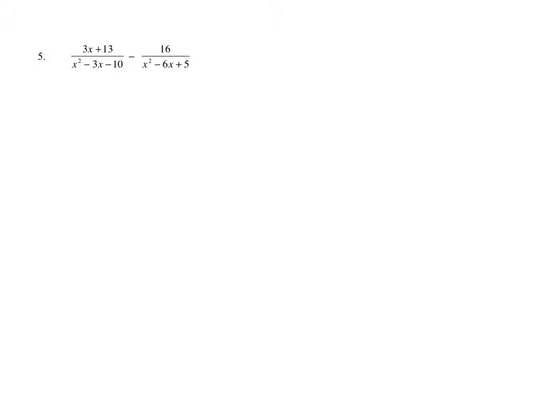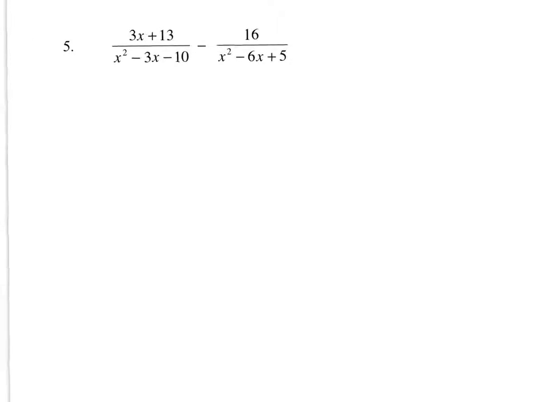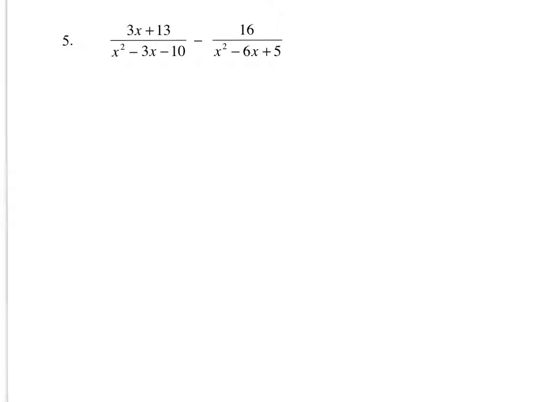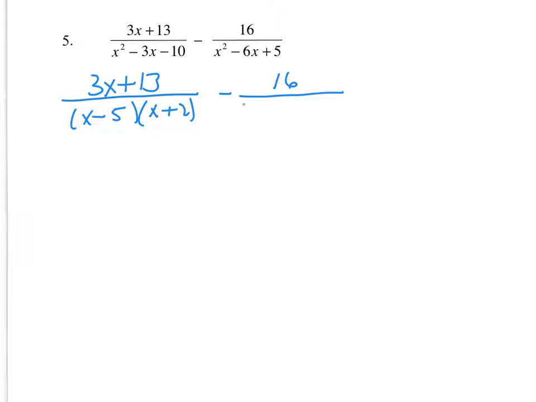All right, so of course we left the most difficult one for last. You're not too surprised. So we've got some pretty heavy looking denominators there. So we're going to start by factoring these, and we're going to come up with, let me zoom in so we can see it. We're going to come up with 3x plus 13, and when I factor that guy, I get x minus 5 times x plus 2. And for this second term, I get 16 all over x minus 5 times x plus 1.